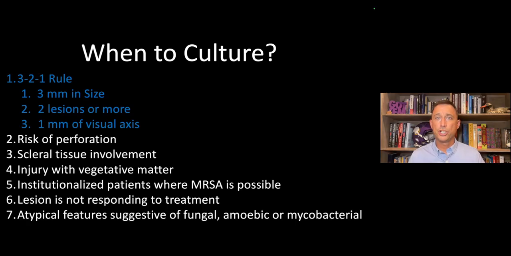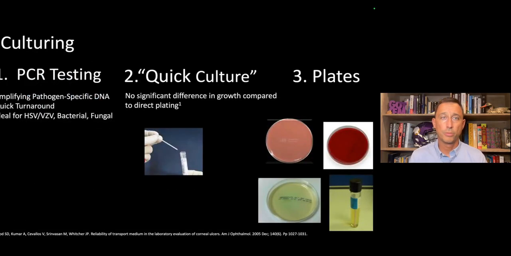If there are 2 lesions or more, they probably need a culture. So if it's peripheral and there are 2 lesions, I'd recommend culturing it. If it's central with 2 or more lesions, I would culture that. And then anything within 1 millimeter of the visual axis should be cultured as well. So the 3-2-1 rule would be the reason to consider culturing. And then there are 6 other reasons as well. But the 3-2-1 rule is really the rule that I'd love for you to think about and take home tonight.